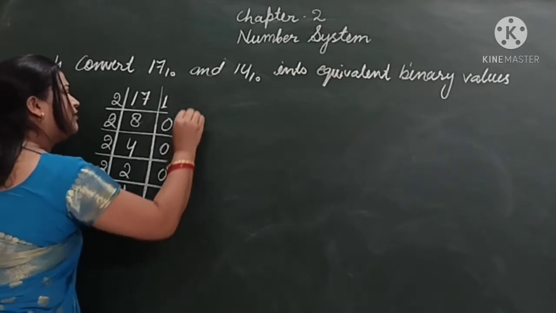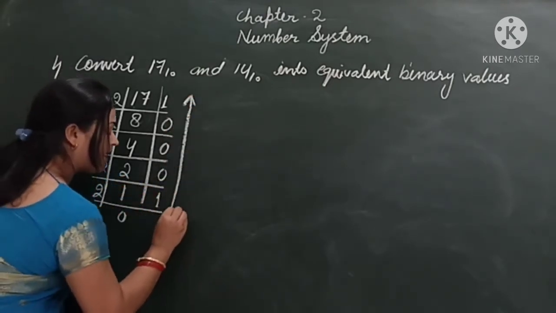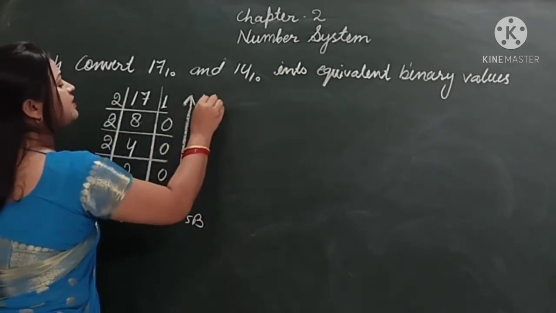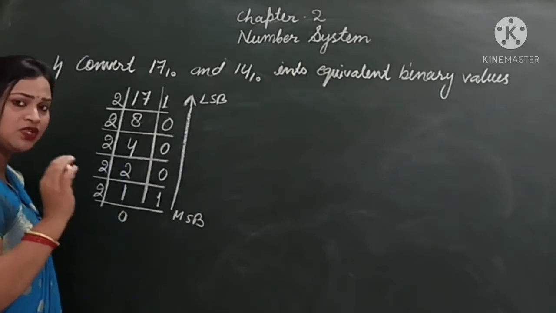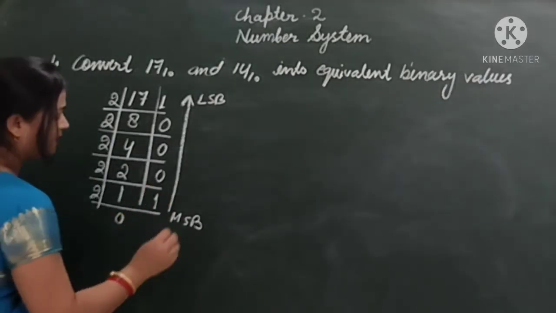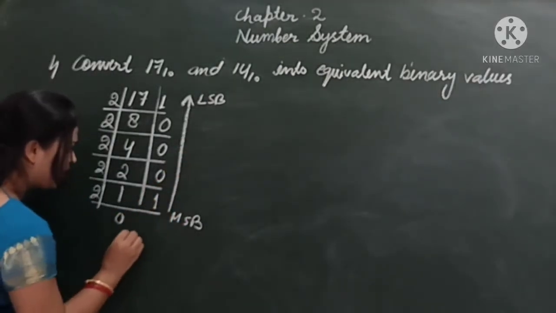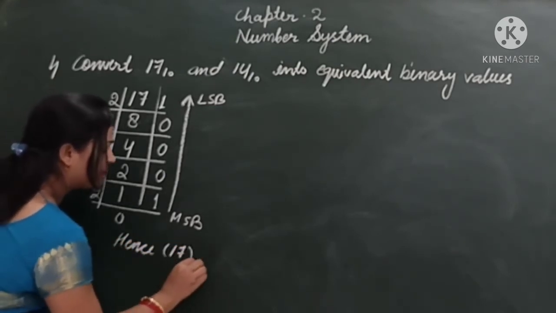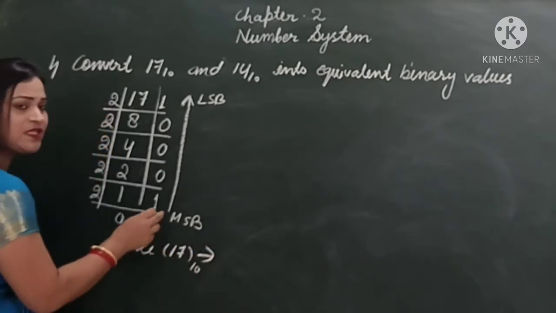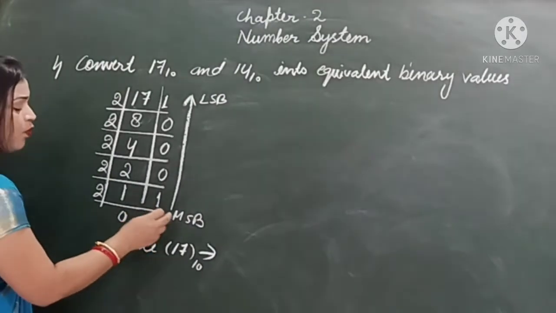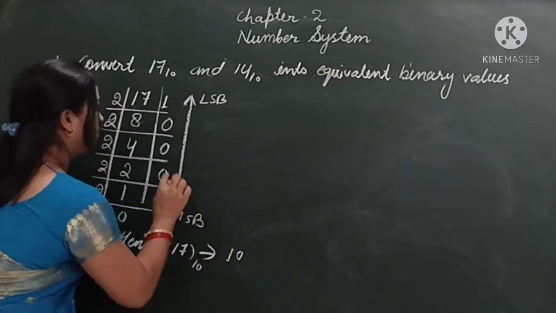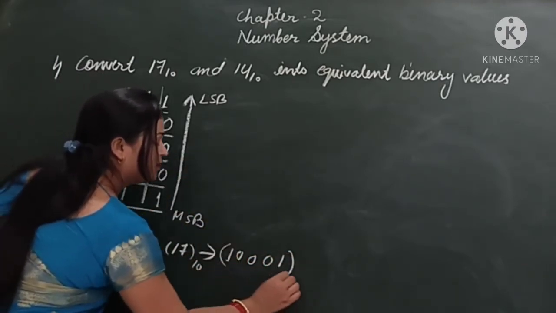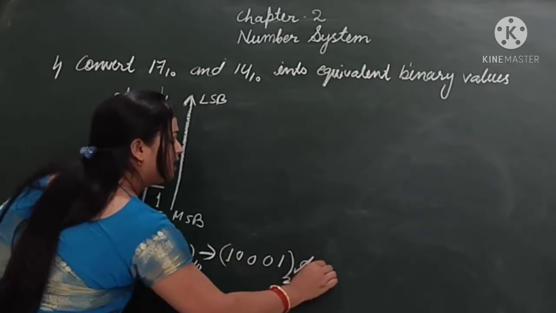We draw a line from bottom to top. Here we write MSB, most significant bit, and LSB, least significant bit. Then we write, hence, 17 base 10 is equal to, we start writing from the MSB, 1, 0, then 0, 0, 1 base 2. This is our required answer.